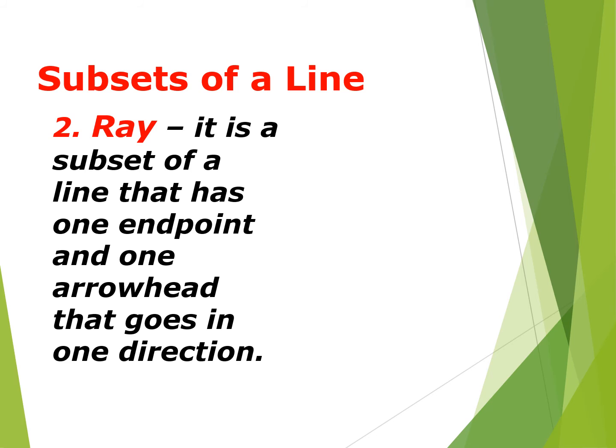So for the next one, we have also the ray. A ray is a subset of a line that has one endpoint and one arrowhead that goes in one direction. So this is an example of a ray. There is one endpoint, point A, and an arrowhead that goes in one direction, to the right. So that's B.